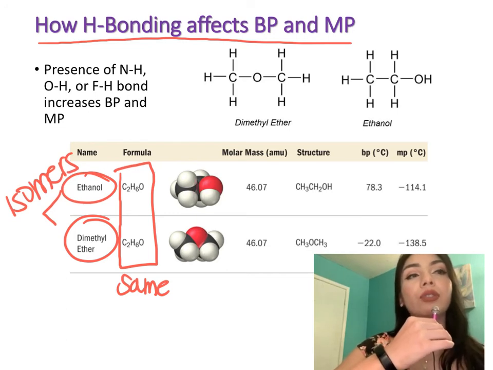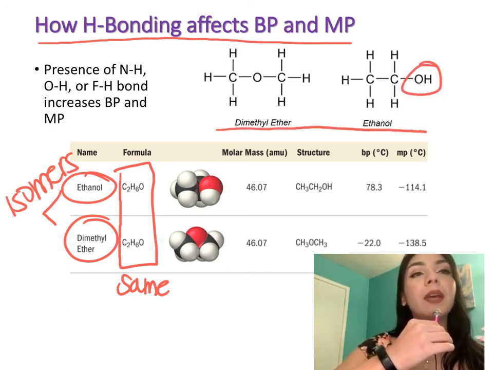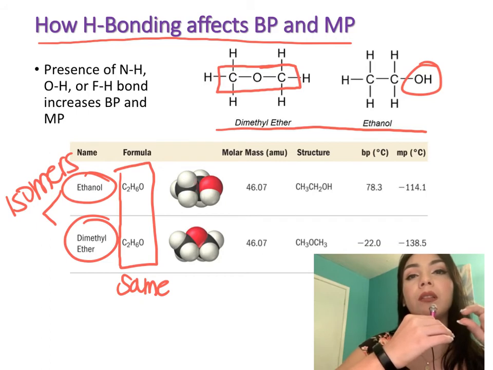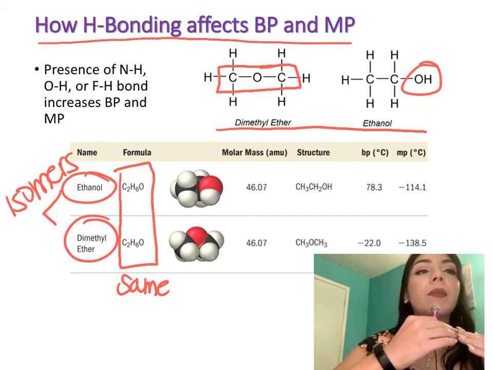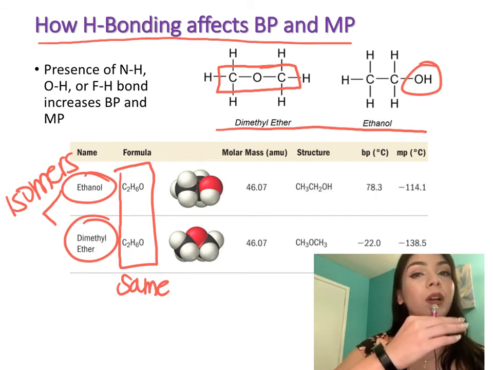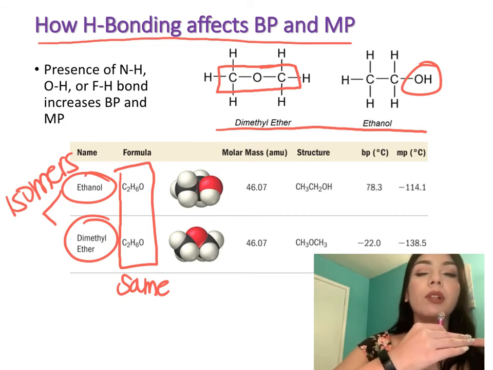So you can see the structure up here and how ethanol has an OH group, but dimethyl ether is bonded in such a way where the oxygen is in between the two carbons, so they're different, right? And because ethanol has this OH group, meaning the molecules can hydrogen bond with each other, this is going to increase the boiling point and the melting point.